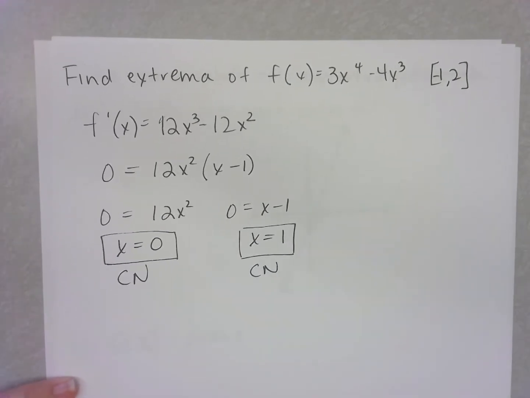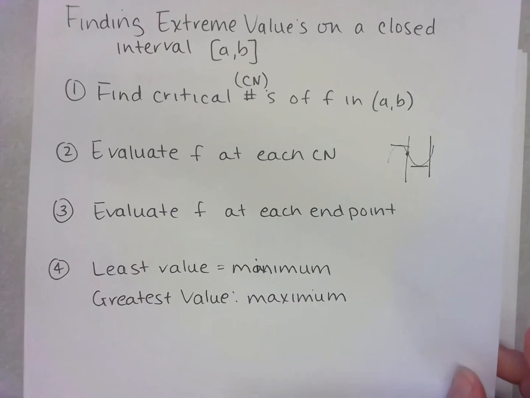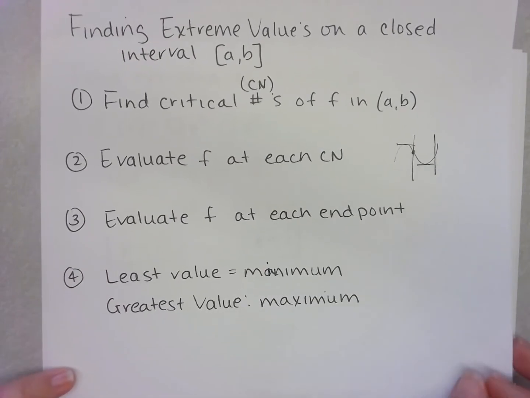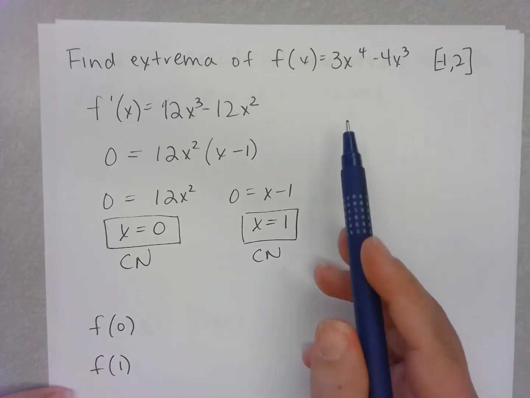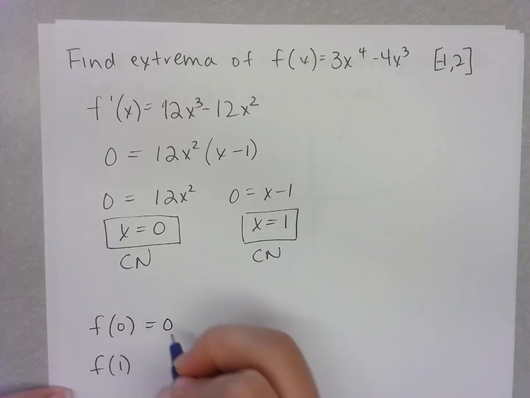So now, step 2 tells me to evaluate f at each critical number. I'm going to take f and plug in 0, and then take f and plug in 1. If I plug in 0, I'm immediately going to get 0. And if I plug in 1, then I get 3 times 1 minus 4 times 1. So really I get 3 minus 4, which is -1.